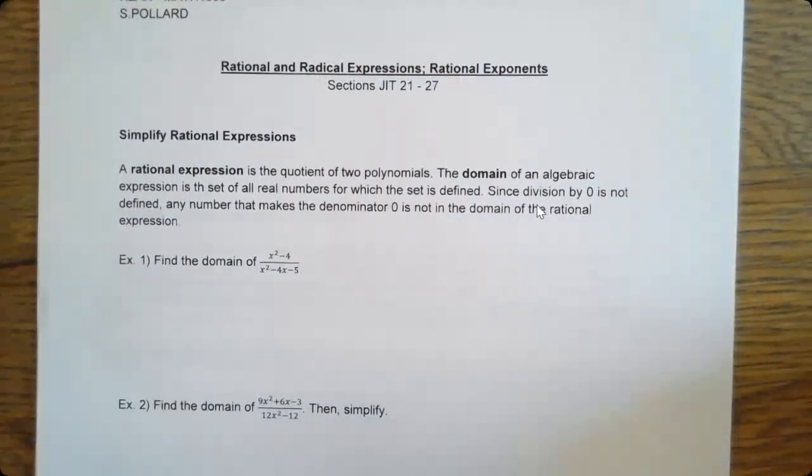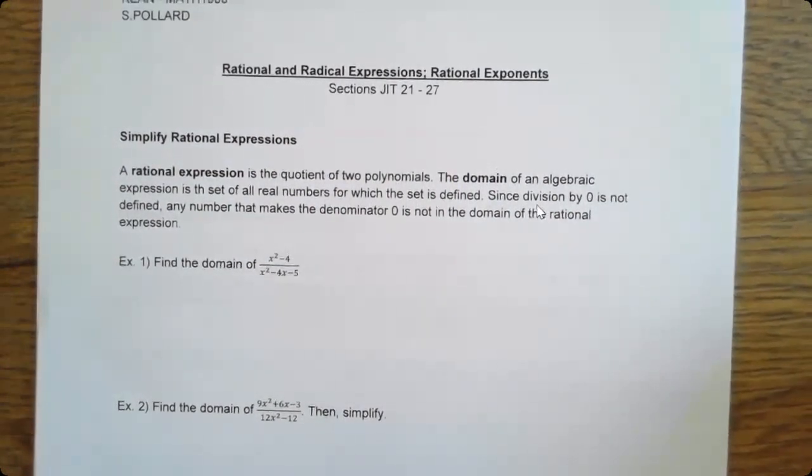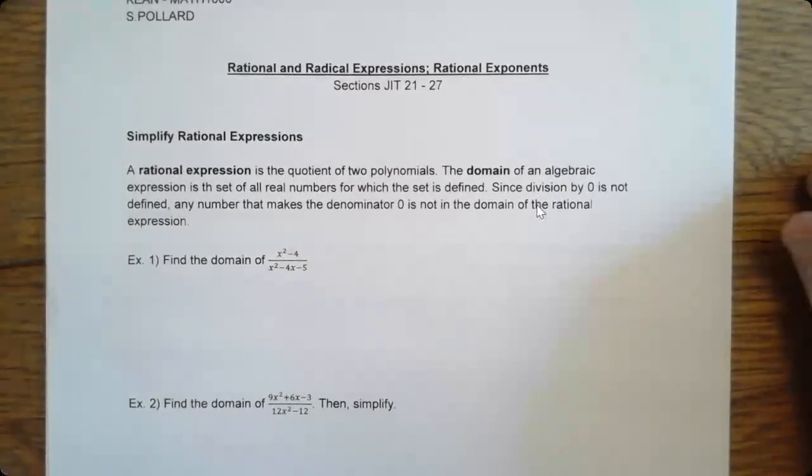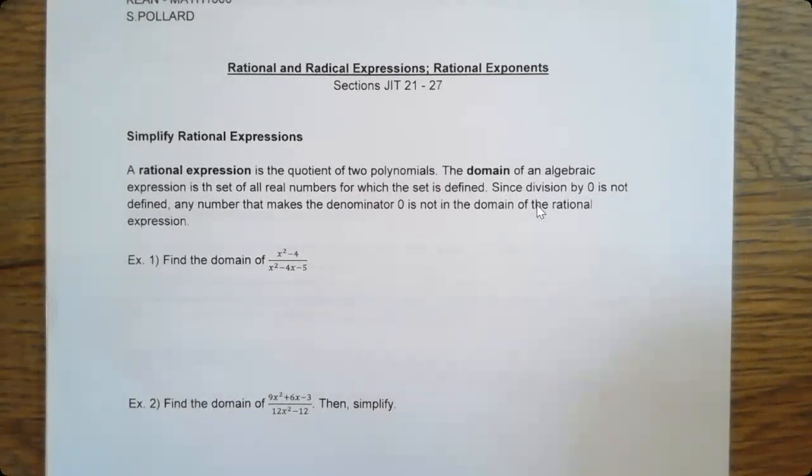In today's live lecture, we're going to cover sections in your text called Just in Time 21 through 27 about rational and radical expressions and rational exponents. This lecture assumes a strong understanding of factoring polynomials. If you need a review, you can find that information in the Just in Time section, and if you need more than what's provided in your text, I can direct you to additional resources. But again, this class assumes you already have the basic skill of factoring polynomials, and we'll be using that today when working with rational expressions.